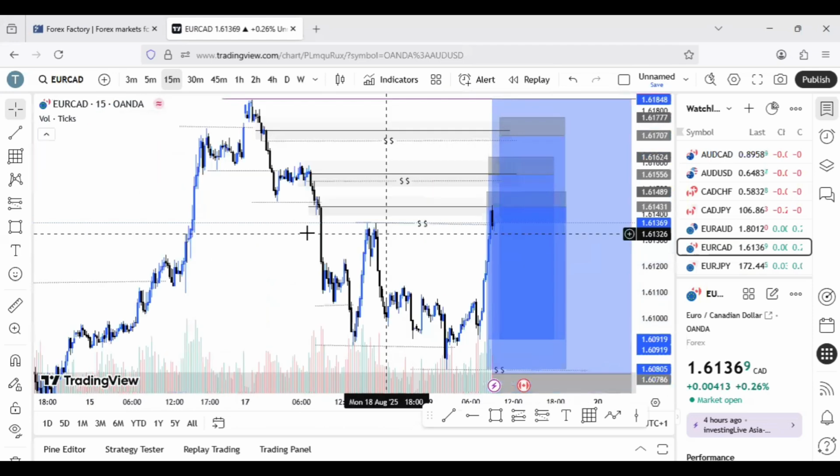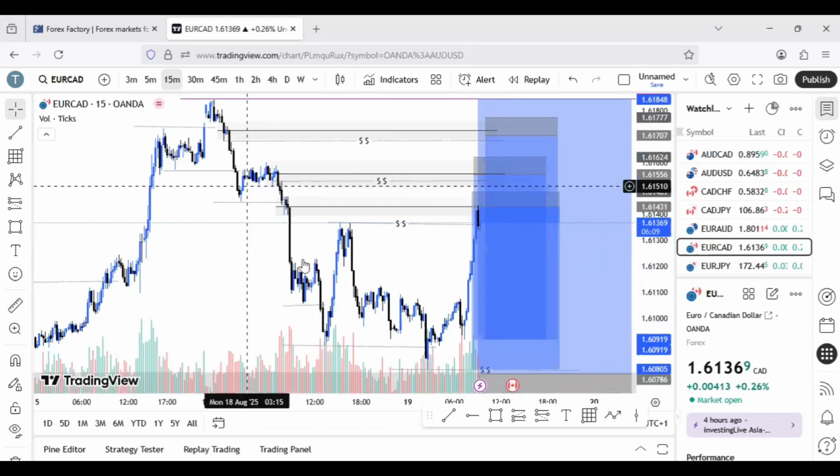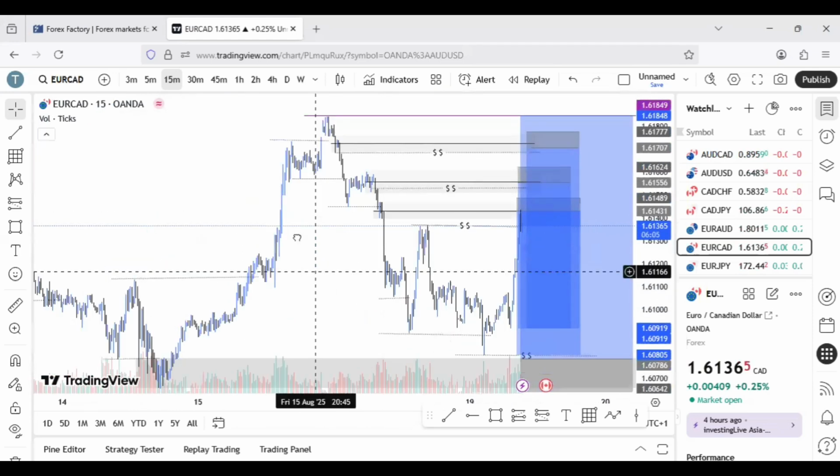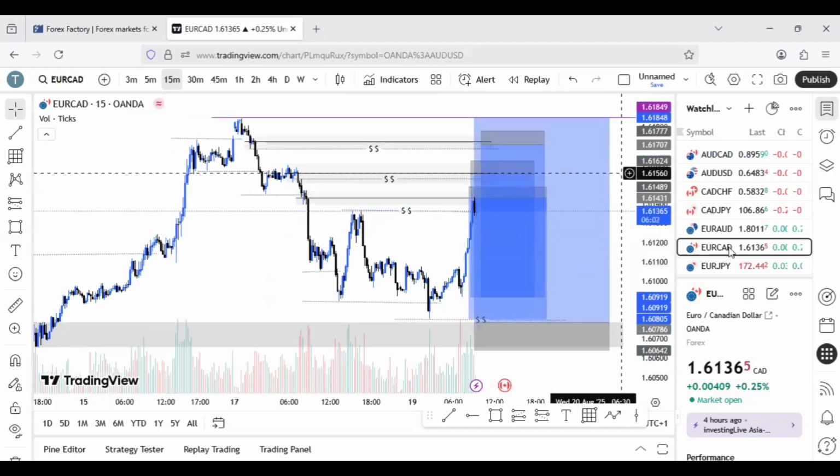So as you can see, those are my 3 major points of interest for this market. But let's see what the market decides to do during the day. I'll come back for that later on.